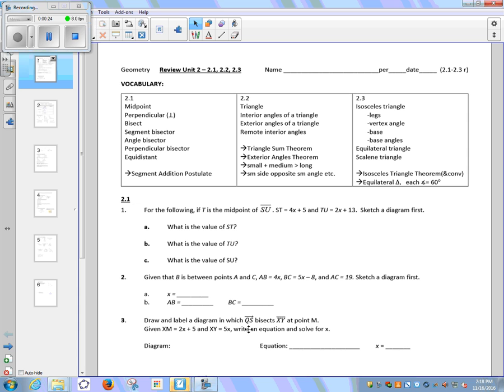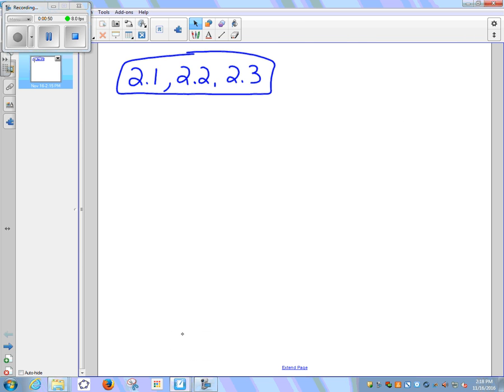Okay, 2.1, we talked about midpoints, perpendicular, bisect. We defined all of these things: segment bisector, angle bisector, perpendicular bisector, equidistant. In all of these cases, you should be able to mark diagrams with given information. So let me go back to this.